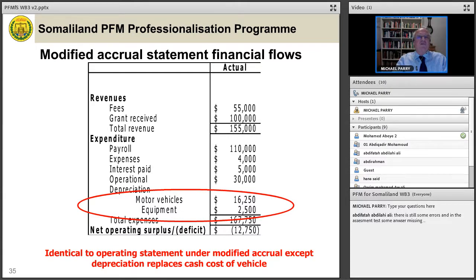The heading on that is wrong. Sorry, I don't know why that heading is in there. This is the accrual, not the modified accrual statement. Operating statement. My mistake, I typed in the wrong heading on that slide.